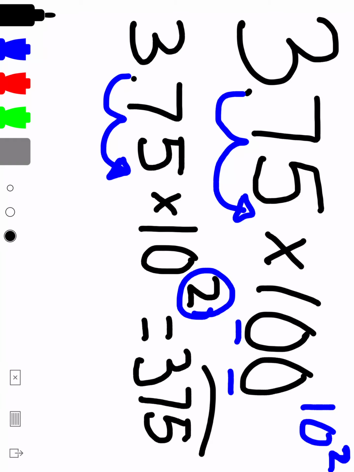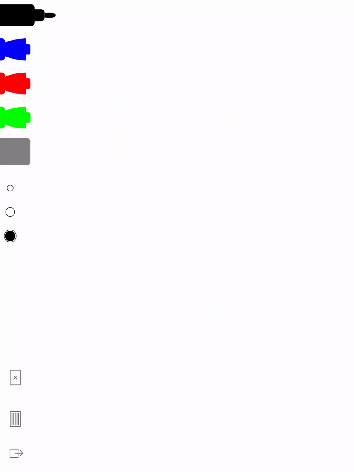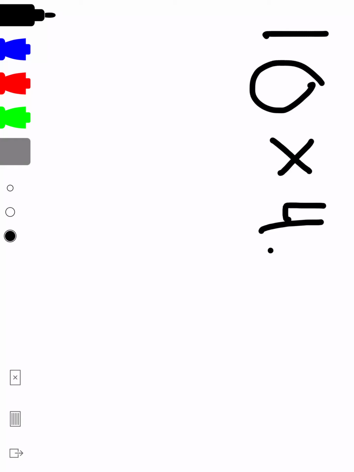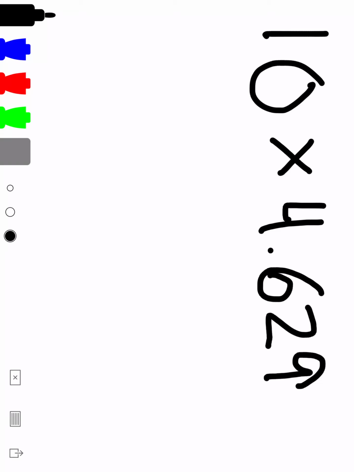3.75 times 100. Now, what we have to do, we have to count how many zeros there are, or we can look at our exponent. How many zeros are there in 100? There are 2 zeros. So that means our decimal point is going to go over 2 times. Our exponent is 2, so that means our decimal point has to go over 2 times. So our number, instead of being 3.75, is 375. That's it. So my answer is 375. I'm going to erase it. We're going to do one more together.